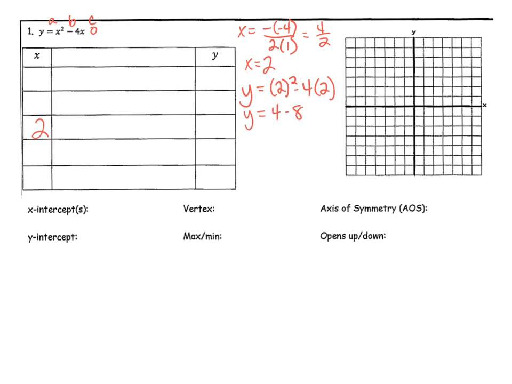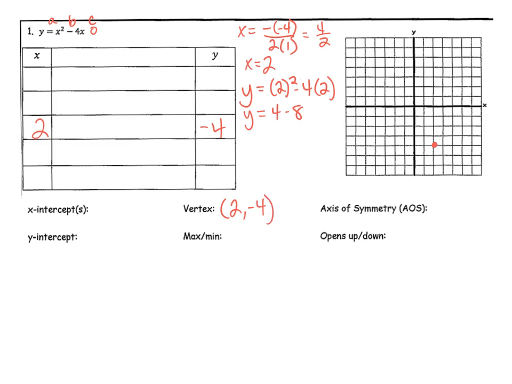Four minus 8. That's my vertex. Mark it on your graph. 2, -4. And put it down here where it says vertex.